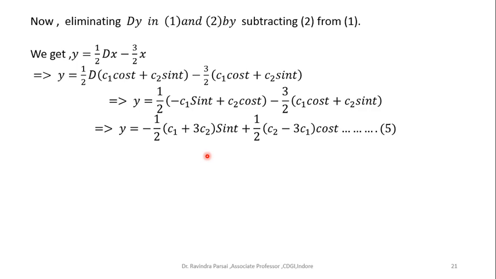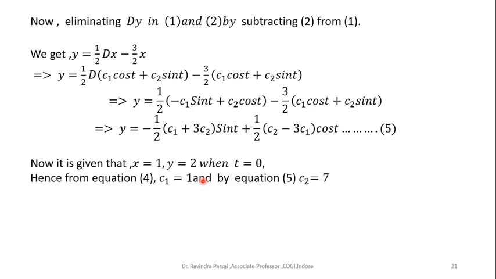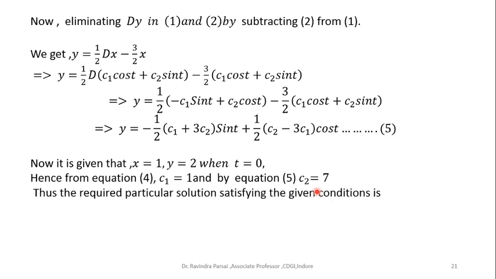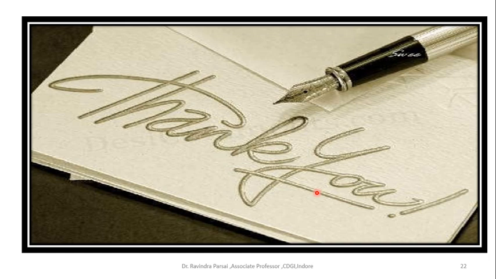Now by applying the given initial conditions x equal to 1 and y equal to 2 when t equal to 0, from equation number 4 you will get c1 equal to 1, and from equation number 5 you will get c2 equal to 7. Then on substituting these values in 4 and 5, you will get the particular solution of the given system of simultaneous differential equations.